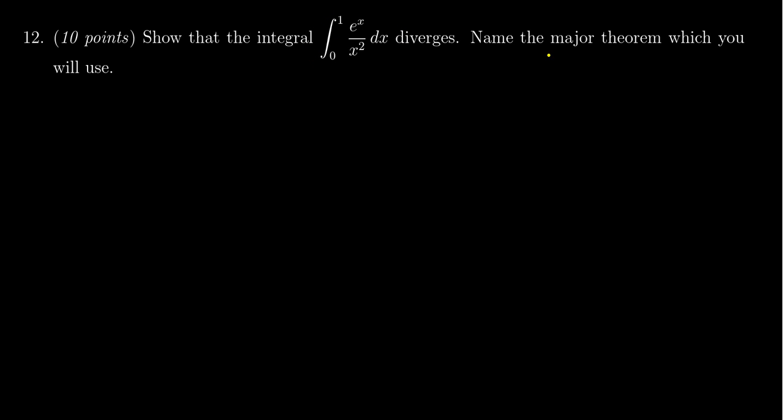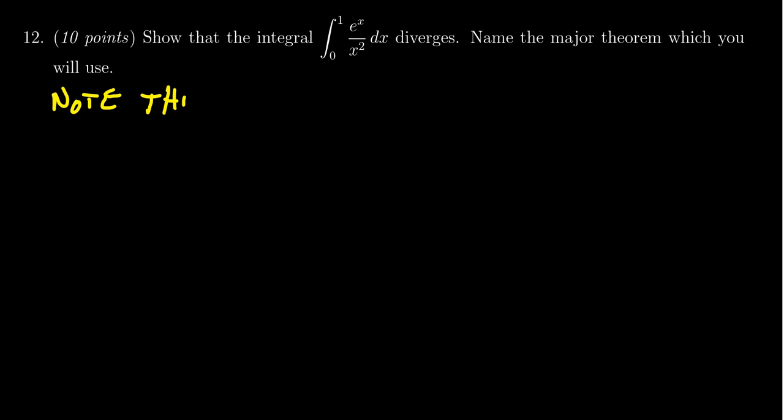And it says to name the major theorem that we're going to use. We're going to probably have to use the comparison test. Now, to make the comparison test work for a divergent integral here, what we have to do is show that a smaller integral is divergent than this one right here. Because if this thing is divergent, it's going off towards infinity. And therefore, we want to find something smaller, something simpler. And so we have to find something to compare to. So we might write something like the following.